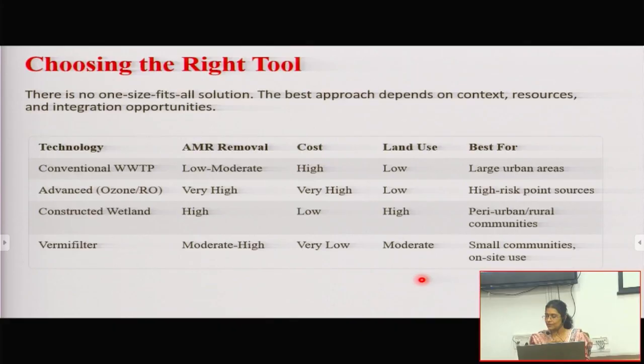Now it is mandatory for us to know which is the right tool to pick. There are several options. There is no one rule which says that this could be the solution for all the problems or for all kinds of wastewater. You have the conventional wastewater treatment plant, where a low amount of AMR can be removed. How? Because when you have the activated sludge, some amount of antibiotics or ARBs can adsorb onto the sludge. It is removed from the water, but it's not a permanent solution, because that then becomes a hotspot.